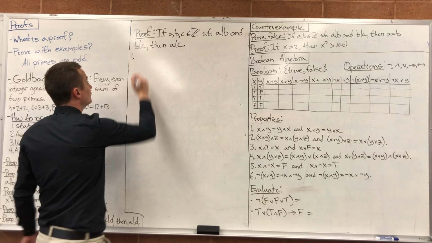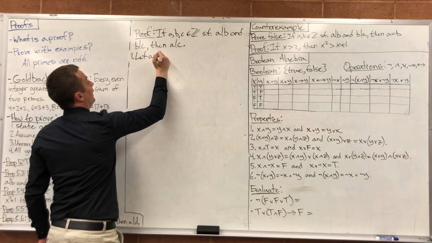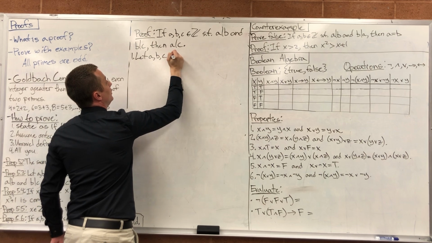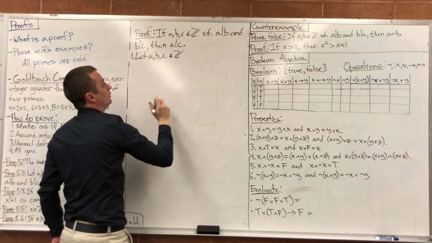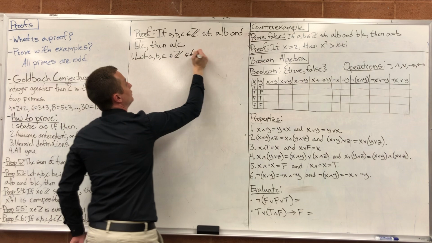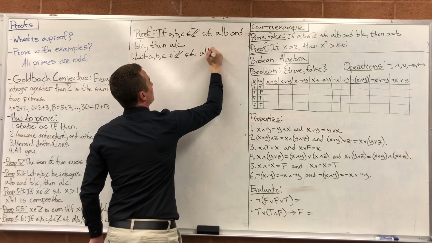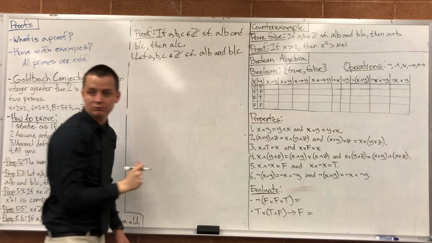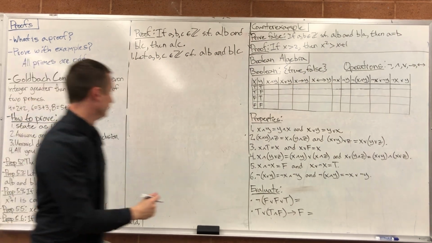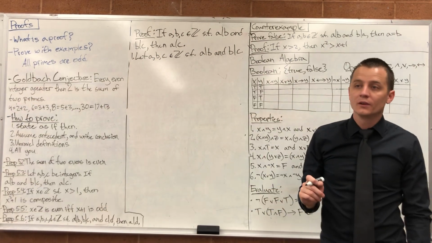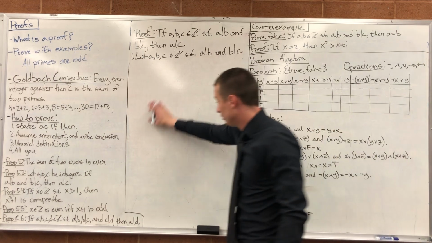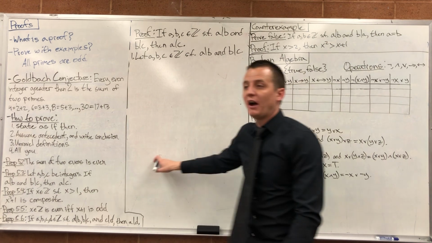Let a, b, and c be integers such that a divides b and b divides c. Okay, there's our first step. Now what should we do? Right. You just write out what it means to be divisible. Well, now we're going to go to the bottom and write out our conclusion.